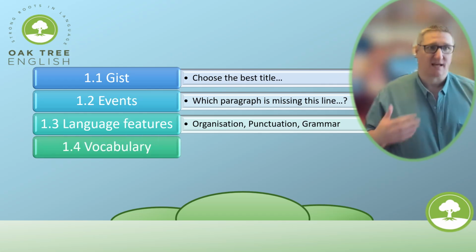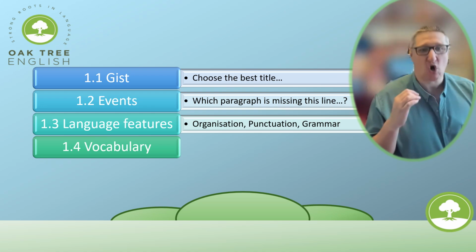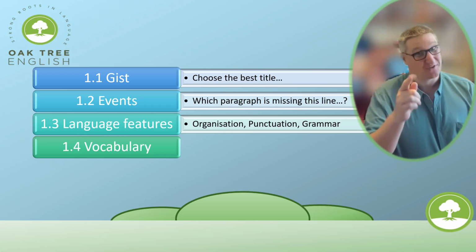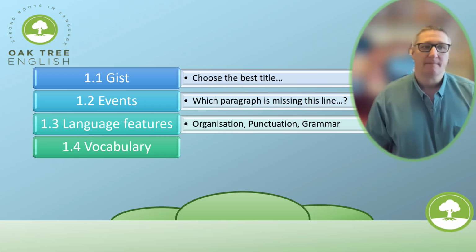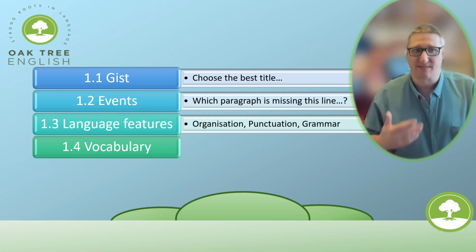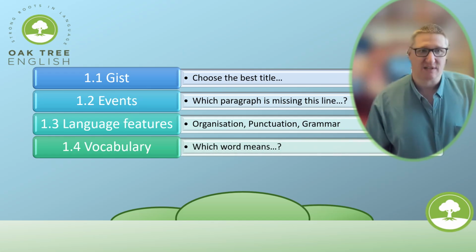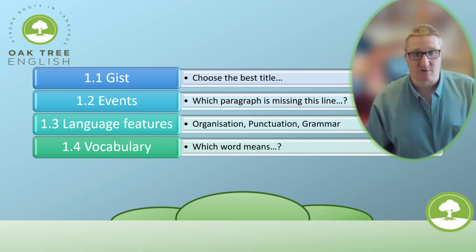1.4 is identifying the meaning of vocabulary in a text. That is, it will often be in context. Remember, context is king. So it might be tested with questions like, what does the word in the text mean? What word in the text means the same as chicken? Or what does poultry mean? There should be words you don't know in the text, and you should be able to work them out from context.